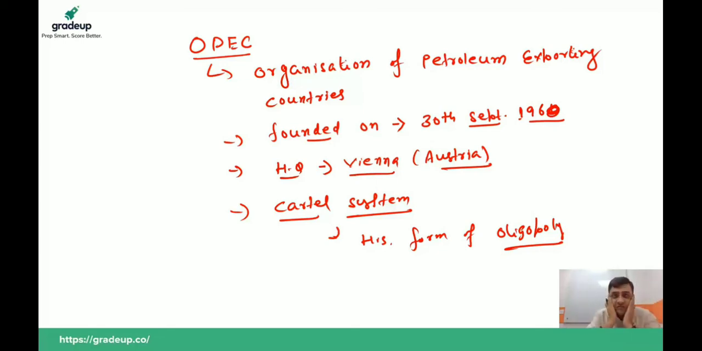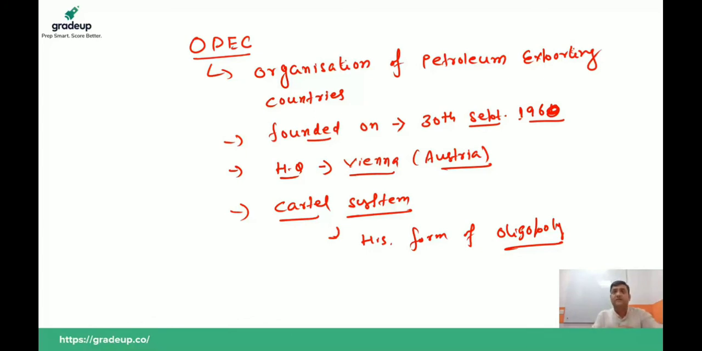And this is called the cartel system. So OPEC is basically the Organization of Petroleum Exporting Countries. This organization was founded on 30th September 1960. It is headquartered at Vienna, and it is an example of a cartel system. And cartel is the highest form of oligopoly, in which a group of producers or companies dominate the prices of the produced goods.